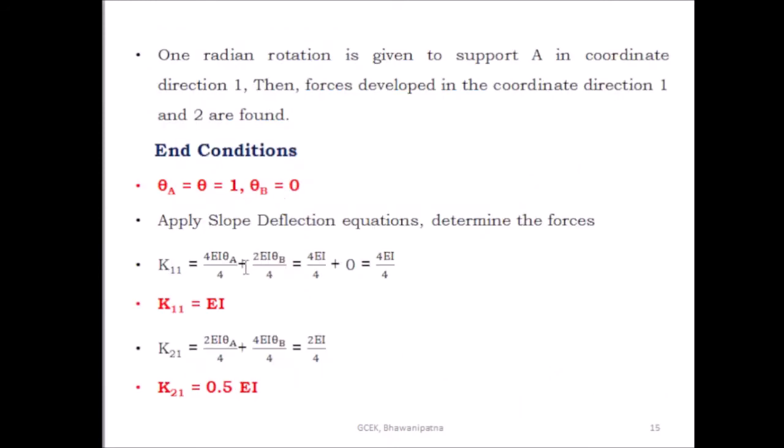So here you have to put theta A = 1 and theta B = 0. After putting this value, here you will get 4EI by 4, so K11 is equal to EI. Similarly, find out what is the force at coordinate 2 due to unit displacement at coordinate 1.